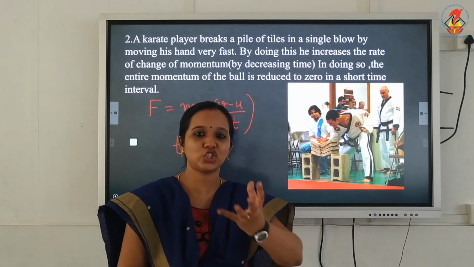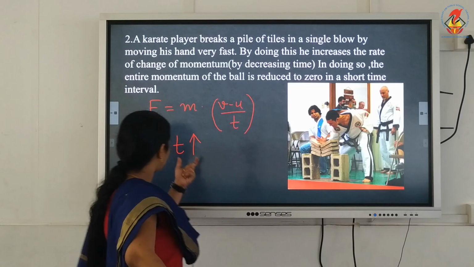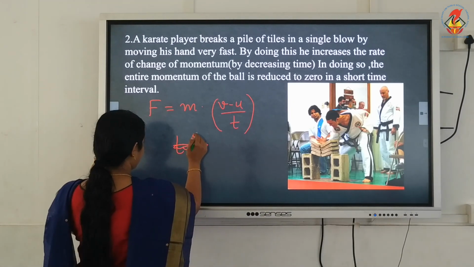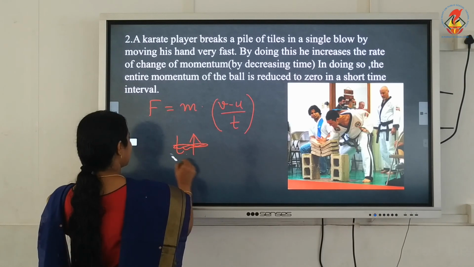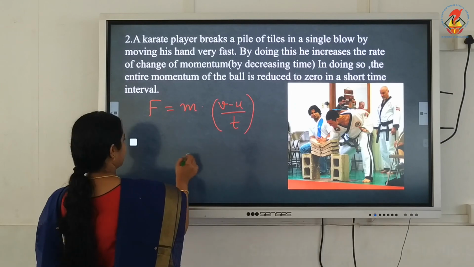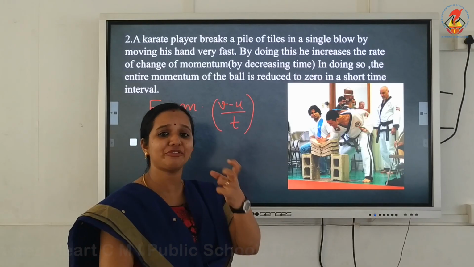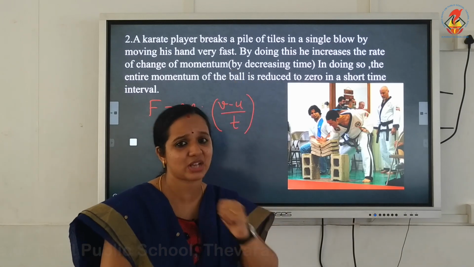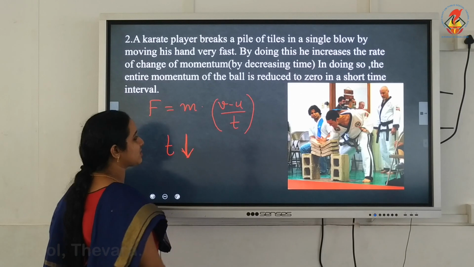He is doing that action in a short time interval. He is moving his hands in a short time interval. So, he has decreased his time of contact, because he does the action in a short time interval, because he moves his hands faster. So, he only takes a short span of time.